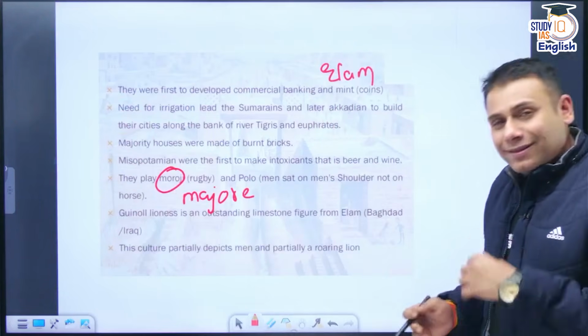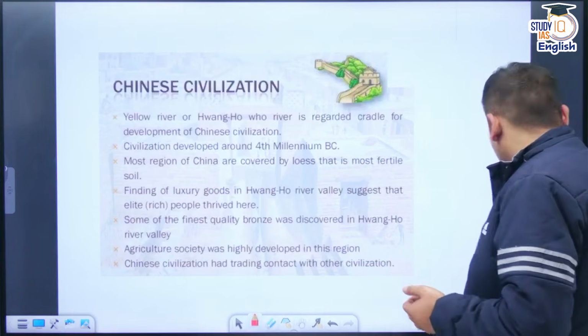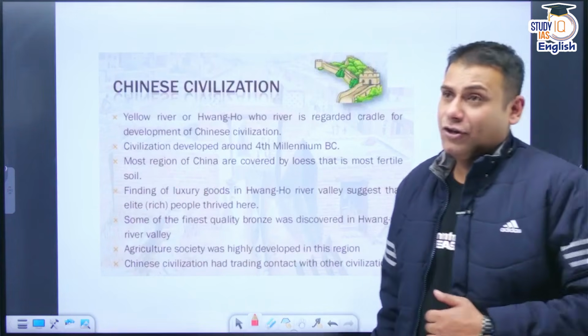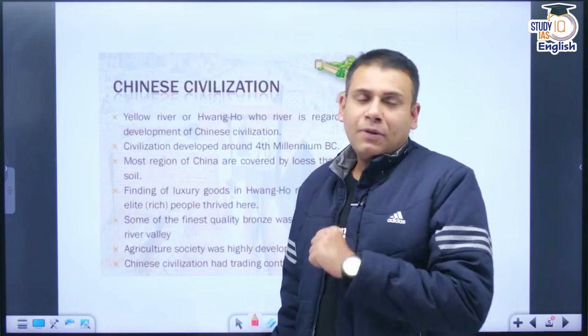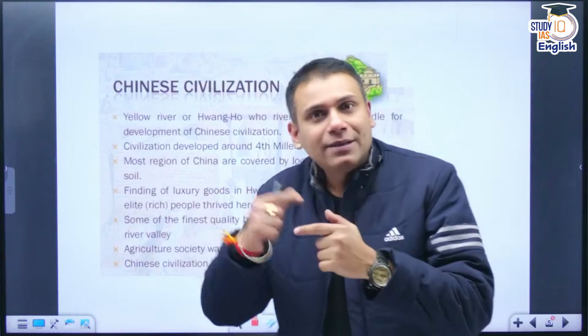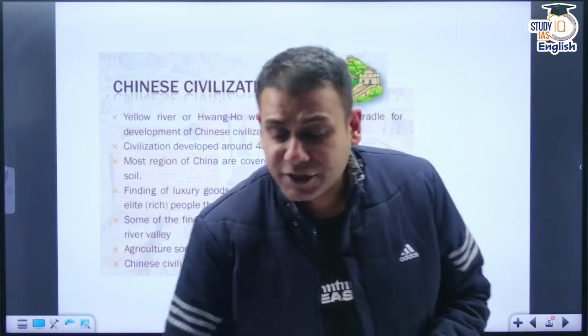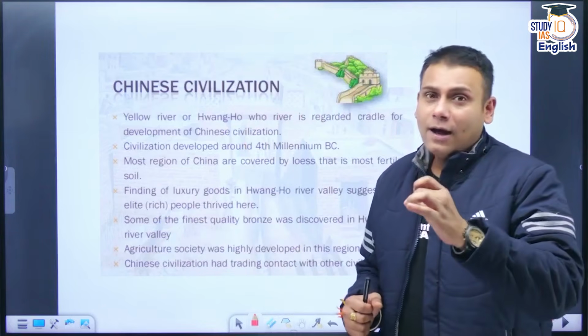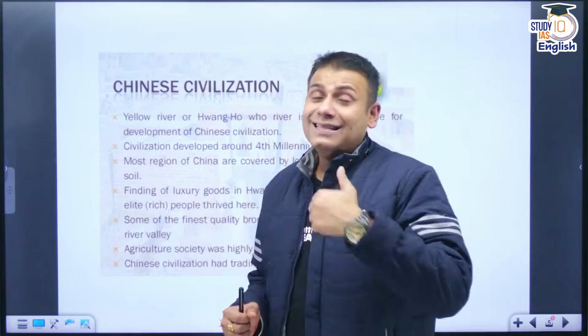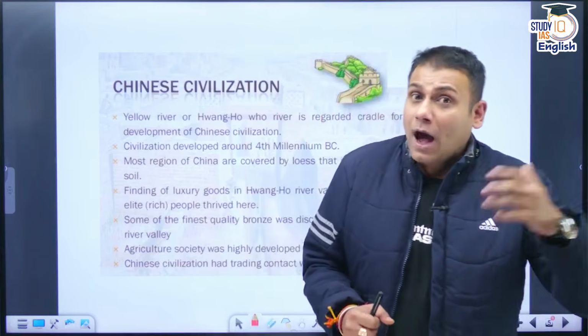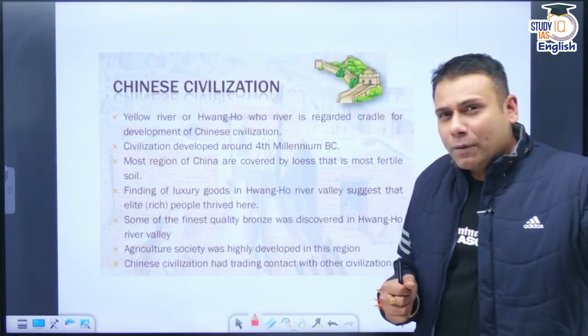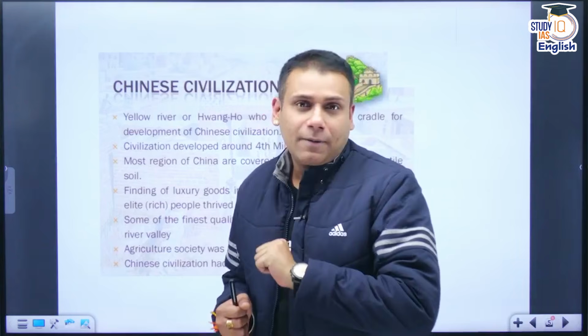Correct? So these are certain important features of Mesopotamian civilization. I'll repeat the points again. Mesopotamian civilization developed around the 3rd or 4th millennium BC. It covered specifically the regions of Iran, Iraq, Syria, Kuwait and southeastern Turkey. Apart from that, it is located on the banks of the Tigris and Euphrates rivers.